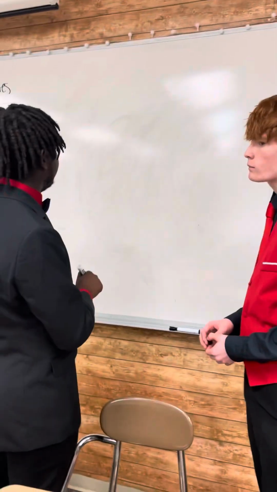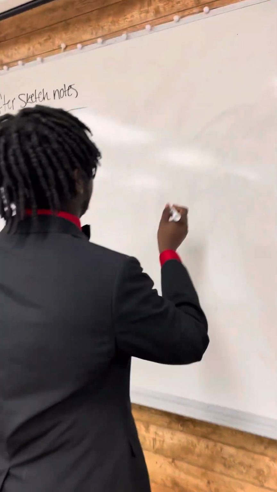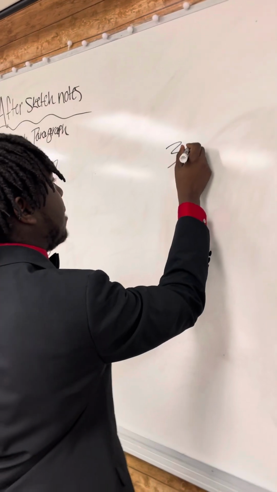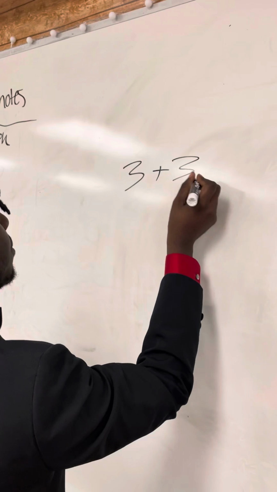All right, Cooper. Yes. So we're gonna do some math, all right? So let's say Johnny had 3 apples, right? It's always Johnny. And Sally came over and gave him 3 more apples. So how many apples does Johnny have?